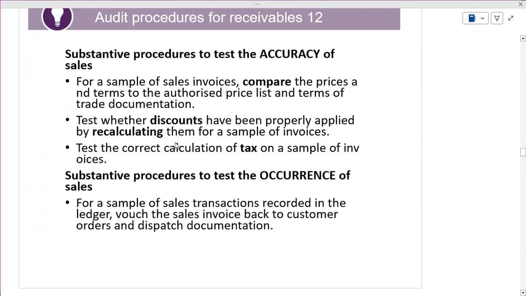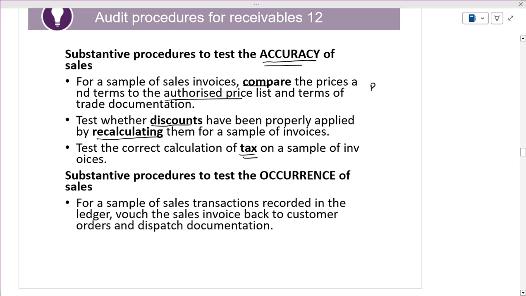We will just quickly go through it. We are talking in terms of accuracy. I am telling you in advance, we will go through it a little bit more quickly. For a sample of invoices, compare the prices and terms with the authorized price list and terms of documentation. Test whether discounts have been properly applied, recalculating them for a sample of invoices. Test for correct calculations of tax on a sample of invoices.